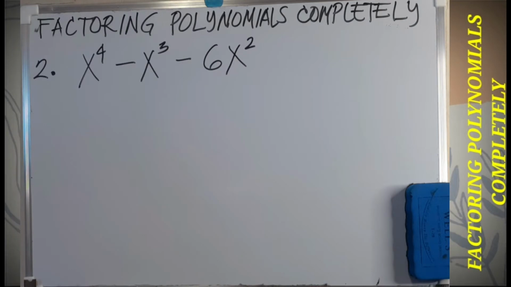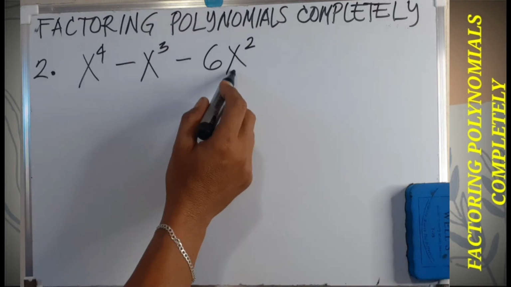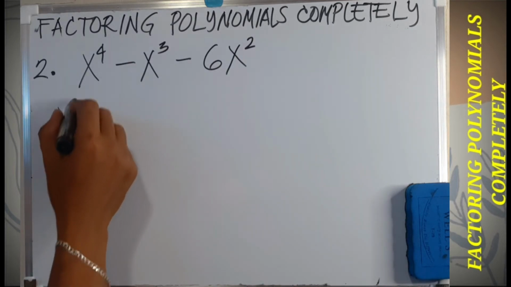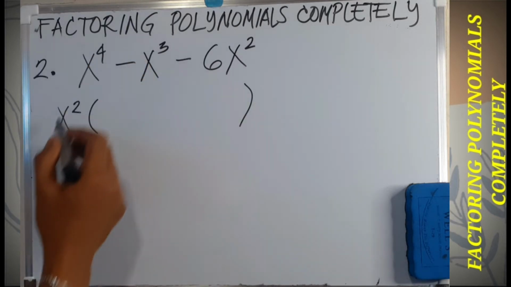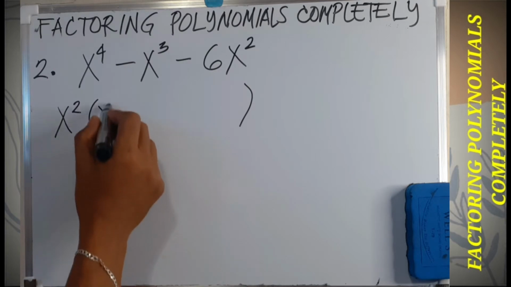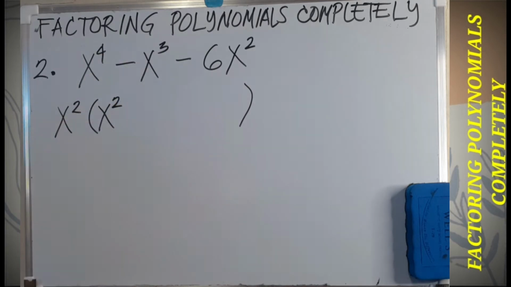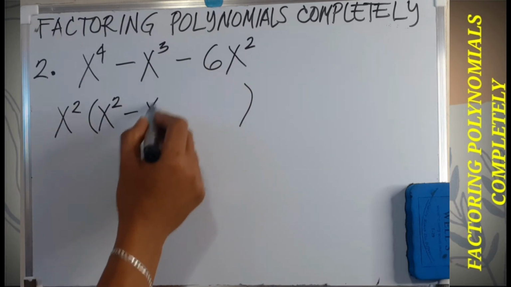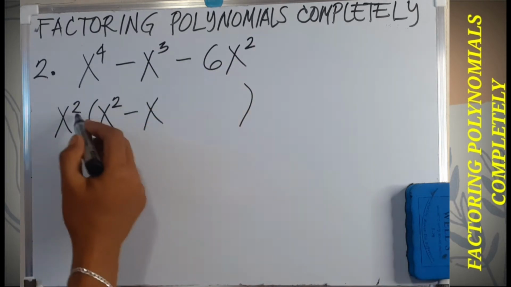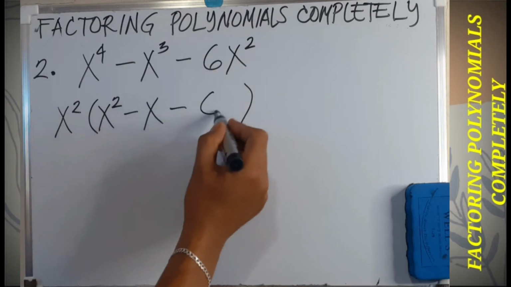Number 2, factor the polynomial x to the fourth minus x cubed minus 6x squared completely. Again, apply all the factoring methods we learned. We notice that x squared is common, so we factor this with common monomial factor. X to the fourth divided by x squared is x squared. X cubed divided by x squared is minus x. Cancel x squared, remain is 6.